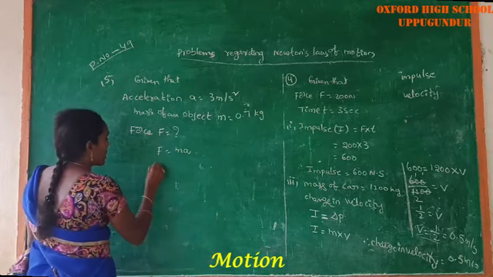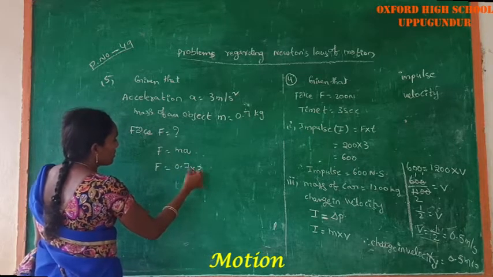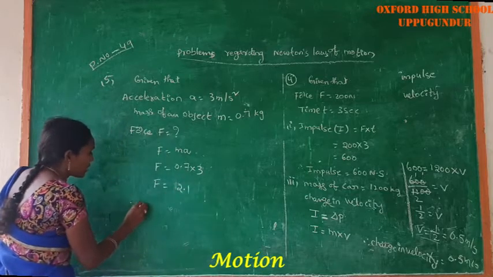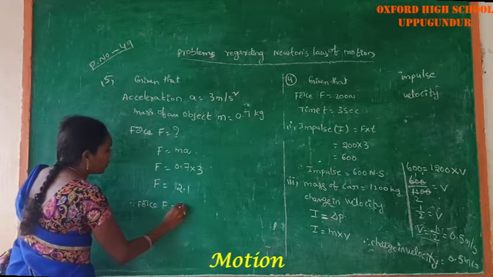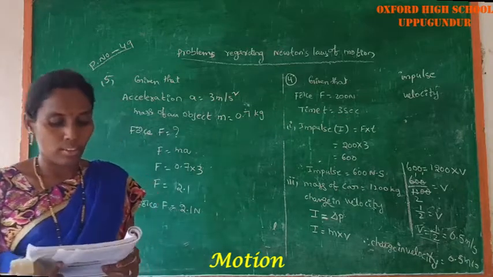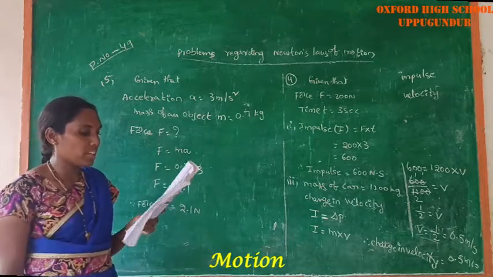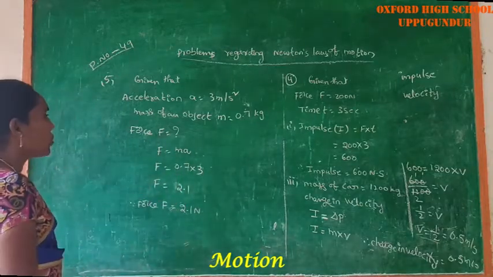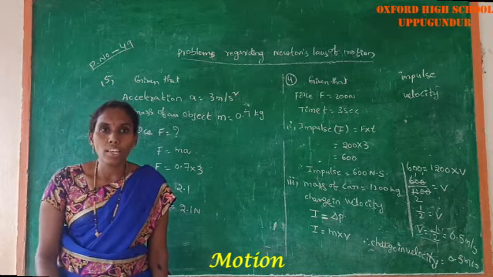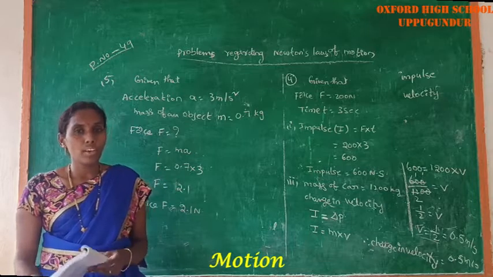F is equal to the value of m, which is 0.7, and the value of a, which is 3. Here F is equal to 2.1. Therefore, the force acting on that body, force F, is equal to 2.1 newtons. Now see problem number 5. Here 2.1 newtons of force is required to produce an acceleration of 3 meter per second square in an object of mass 0.7 kg.